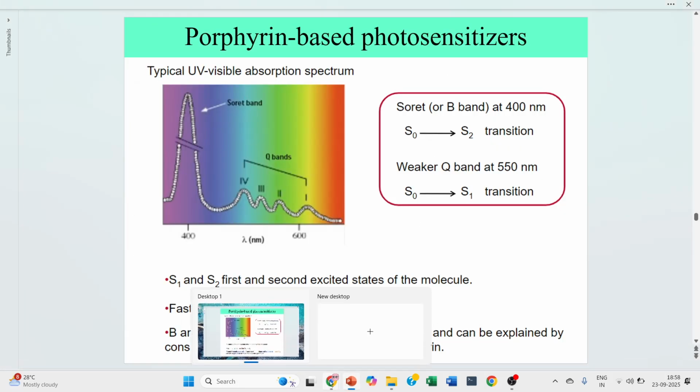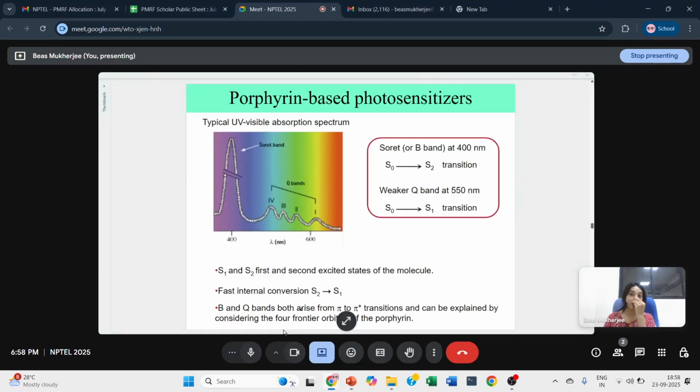So see, this is shown to you in the form of a figure. A typical UV-visible absorption spectrum has a Soret band and Q bands. Now what are these? The Soret band comes at 400 nanometer wavelength and the Q bands are there around 600 nanometer or so. The Soret band or the B band at 400 nanometer is due to the transition from S0 to S2 state, and the weaker Q band at 550 nanometer is the S0 to S1 transition.